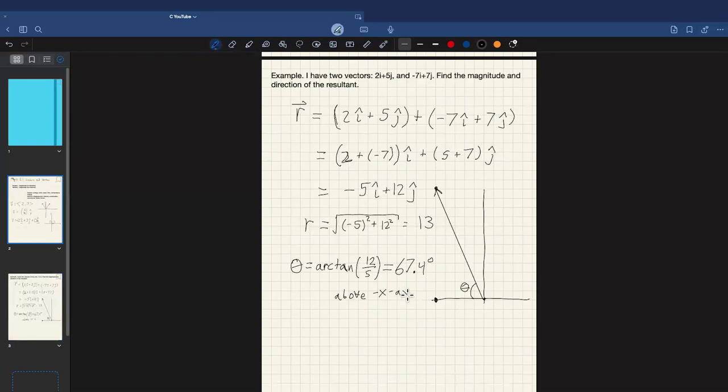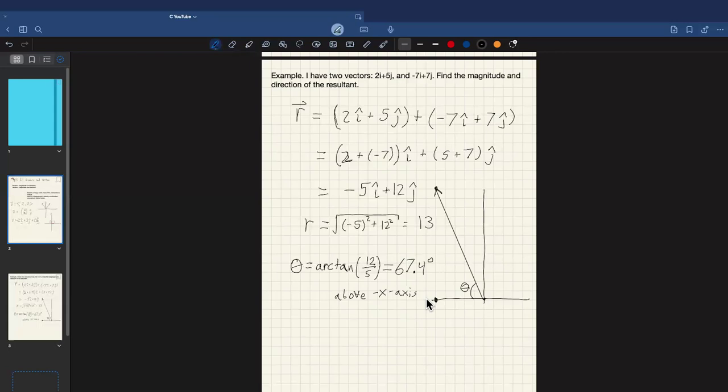Again, you'll notice that in the arctangent, there's no negative signs in there. And that's because with my picture, I don't need them. As long as I specify what that 67.4 degrees is relative to, it does not matter that there's no negative signs in there. I just have to specify where that angle is, and I have done so in my answer here.